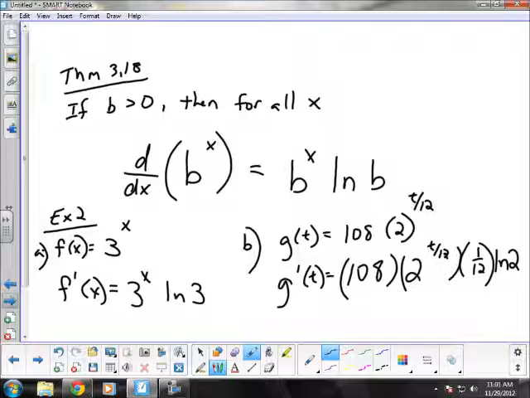And now I need to simplify this. Yeah, so 108 times 1 over 12 would be 9. And then you can move the ln of 2 up in the front if you want it, or you can leave it back behind. Well, you can stick it in the calculator if you want to.